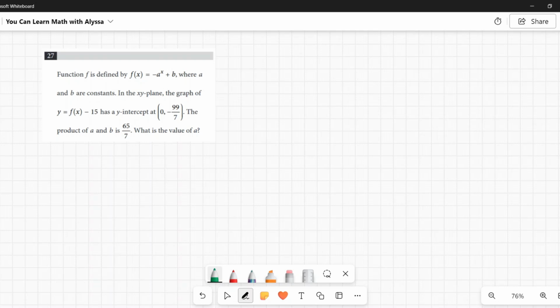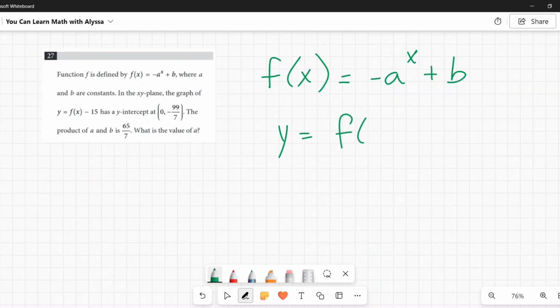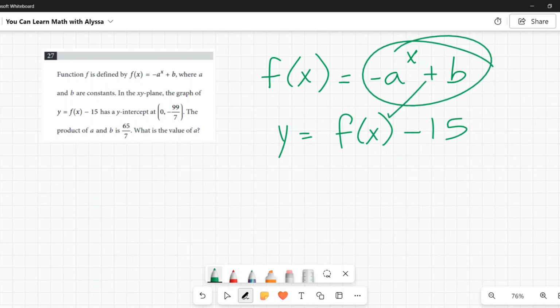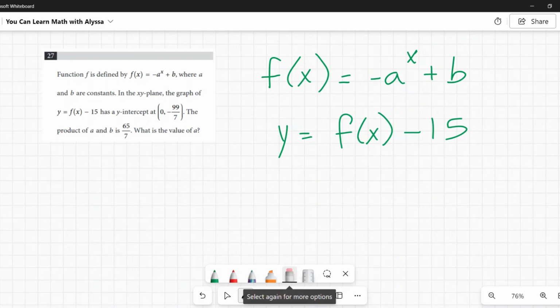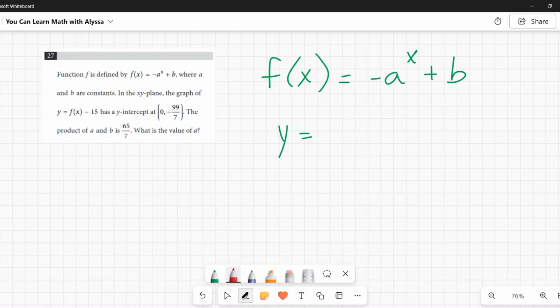This isn't as horrible as it might seem at first glance. I admit, when I see these ones where they have negative 99/7, come on. But let's really look at what they're telling us. We have f of x equal to negative a to the power of x plus b, and y equal to f of x minus 15. So I'm going to put this f of x in here, since that's what y is equal to. I've got my negative a to the power of x plus b, and I've still got that minus 15.